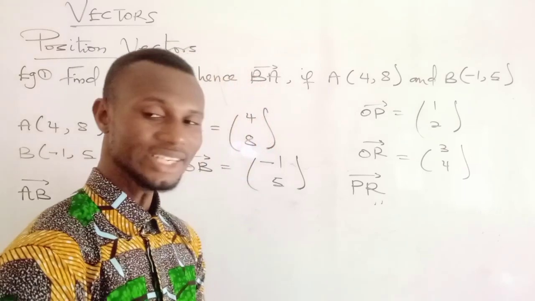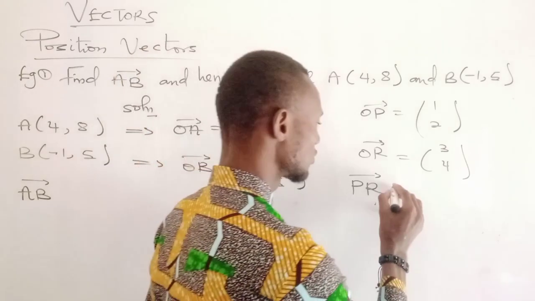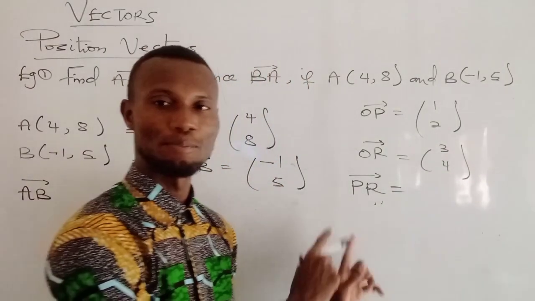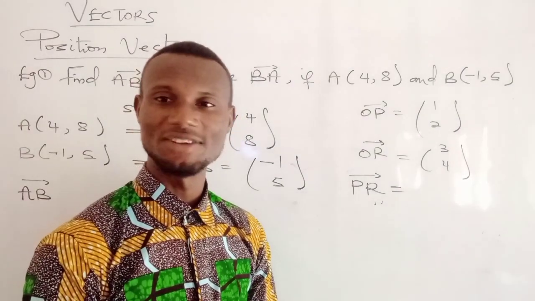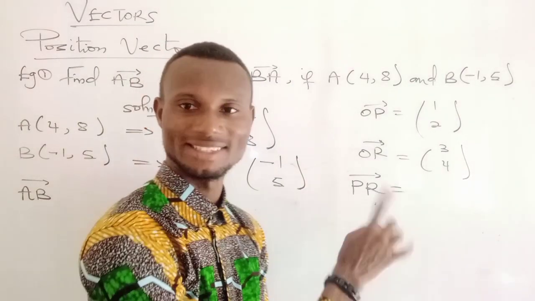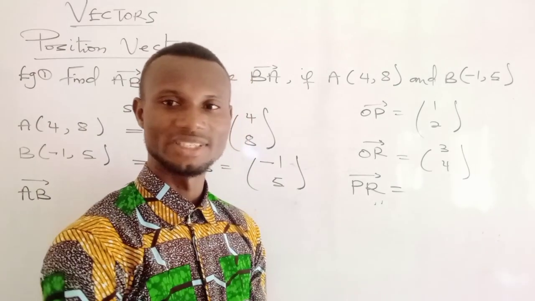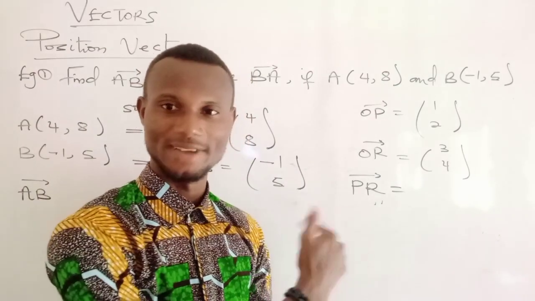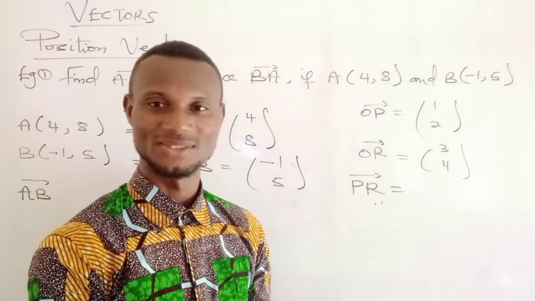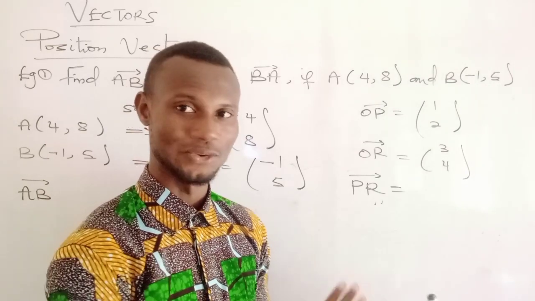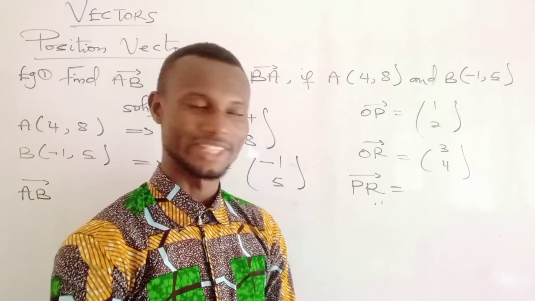Now the rule says that for us to find the vector PR, it is always the position vector of the last letter minus the position vector of the first letter. I hope we are clear enough up to this point. It's not difficult, just follow. I'm going to repeat it one more time.